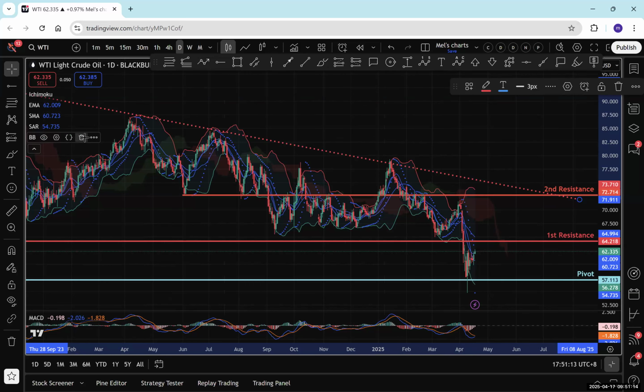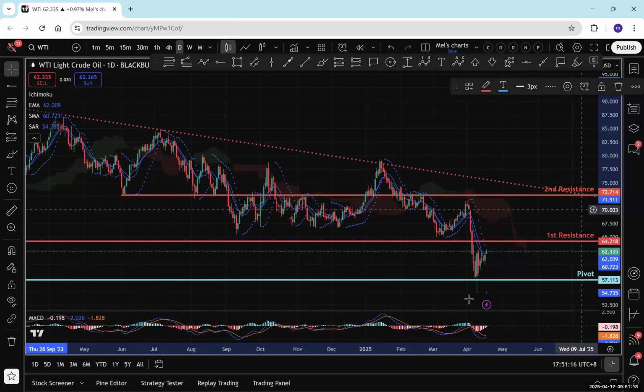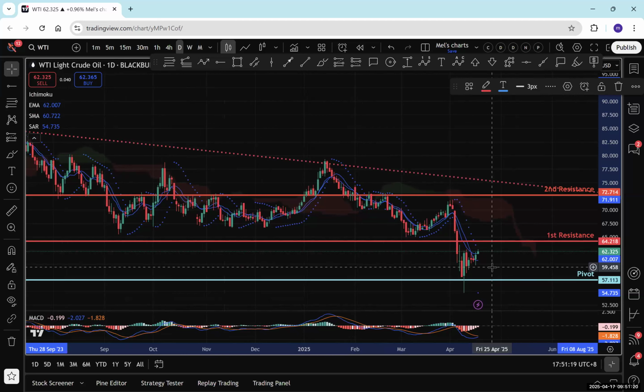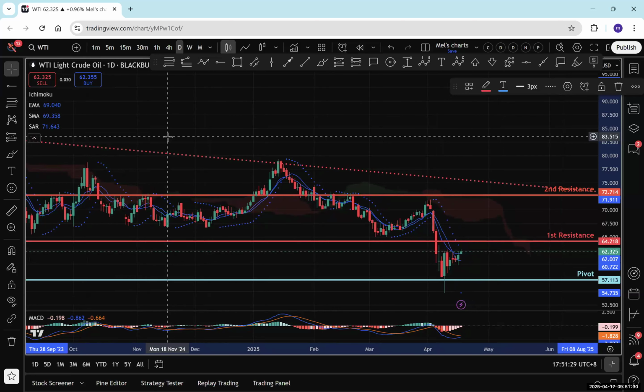Okay, Bollinger Bands aren't really telling us much. EMA, SMA, SAR. You can see prices recently crossed above it. So that is giving us a bullish signal. But Ichimoku and MACD are both giving us bearish signals. Okay, I think prices are going to continue upwards.